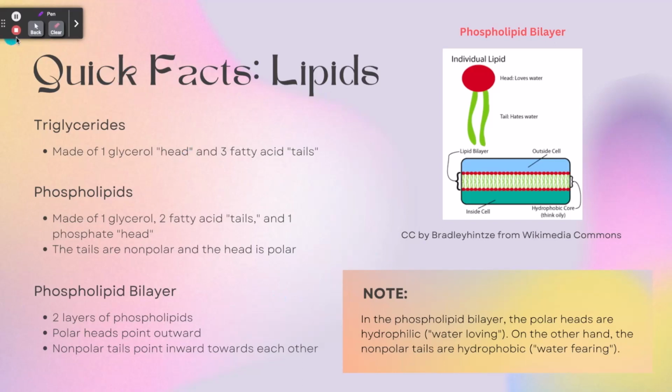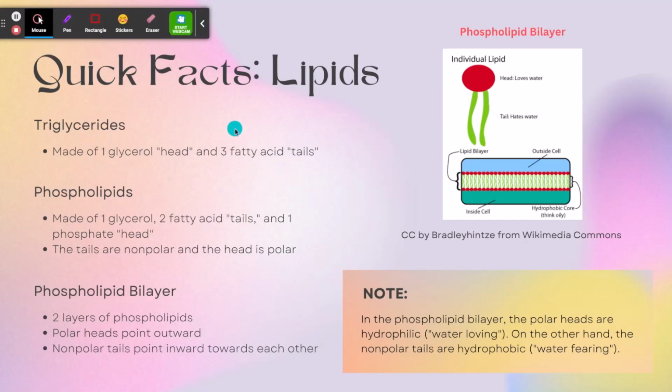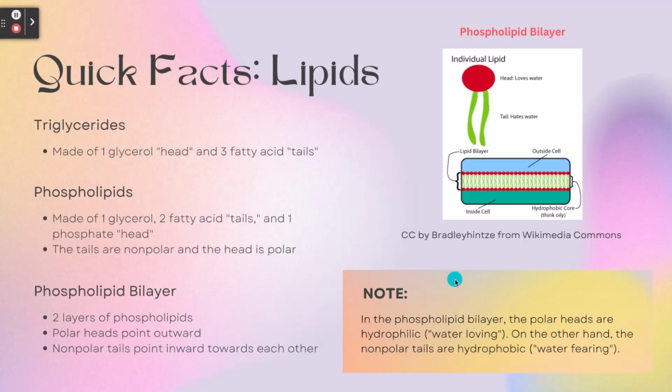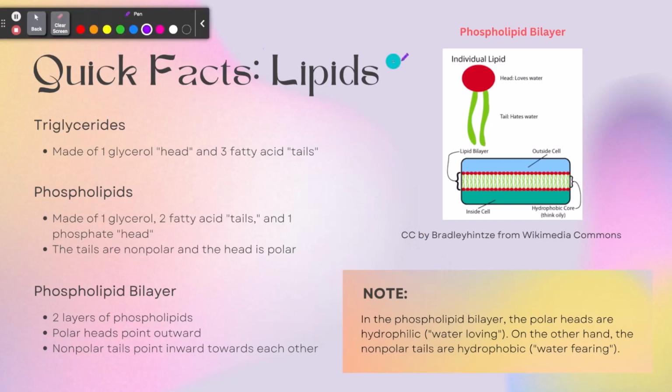So in the notes section here, I've included that in this bilayer, the polar heads are hydrophilic and the nonpolar tails are hydrophobic. The term hydrophilic means that it is attracted to water, or water loving, and hydrophobic means that it is fearful of water, or it hates water. And in the picture here, it also says it right here. So the head loves water and is therefore hydrophilic, and the tail hates water and is hydrophobic.